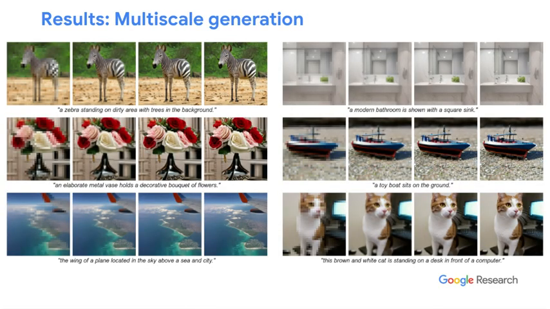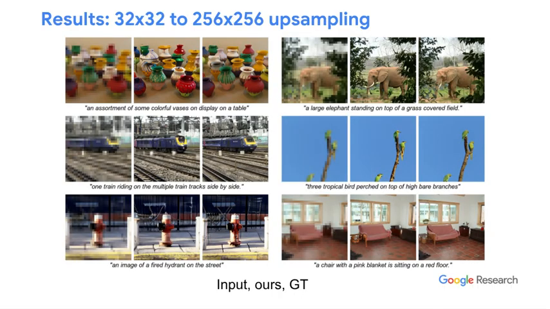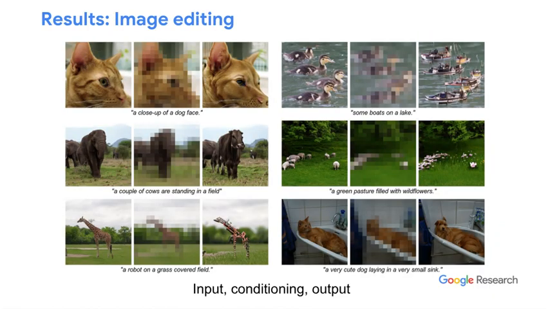Here are some examples of multi-scale generation where the number of generated tokens increases from left to right. Here is upsampling from 32 by 32 inputs with the ground truth on the right. This is upsampling from 16 by 16 inputs. And some editing examples. The input is on the left, the output is on the right.